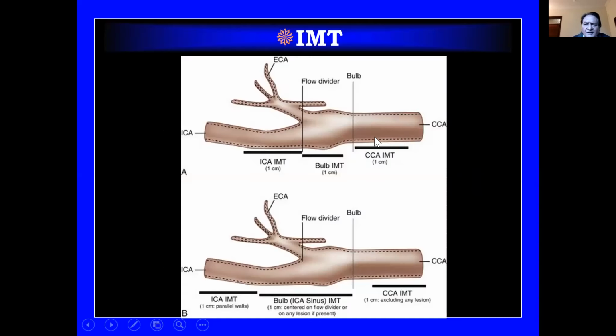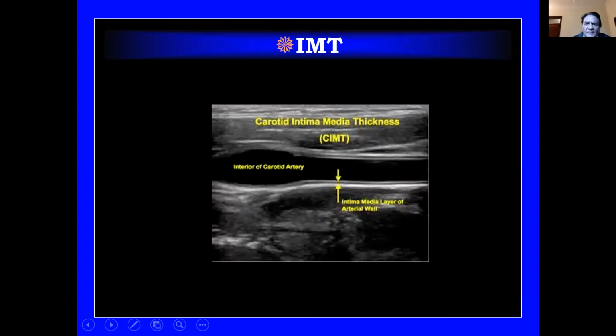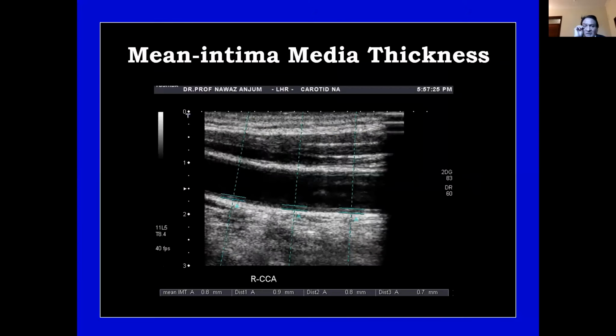This is the intima and media, and it can be measured anywhere, but mostly we measure it in the CCA. That's the measurement, and we take 3 measurements, and we call it mean intima media thickness at 3 different locations. Like here we have taken 3 measurements and it's 0.8 millimeters.